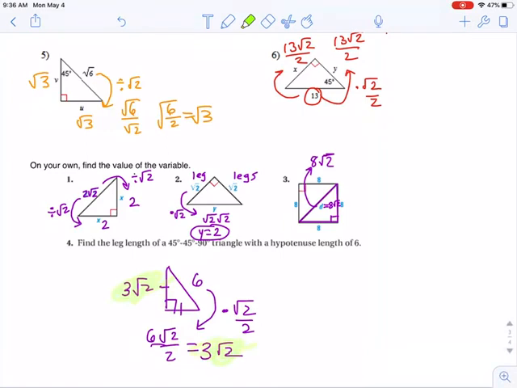And that's it. I'm done. No more problems about 45, 45, 90 triangles today. Tomorrow we'll do 30, 60, 90 triangles. Yes.